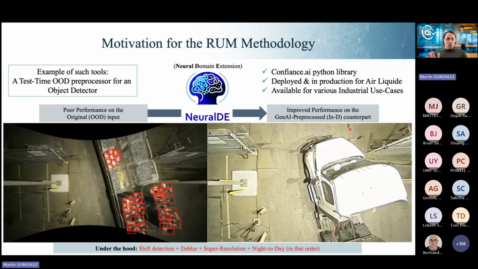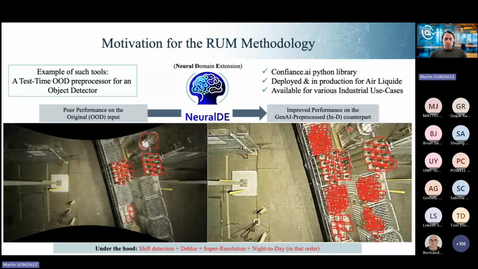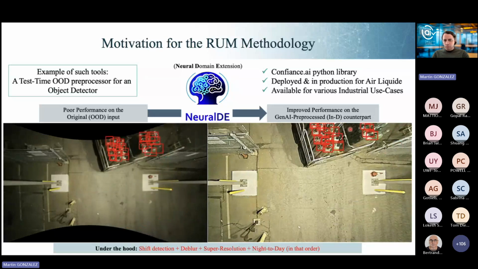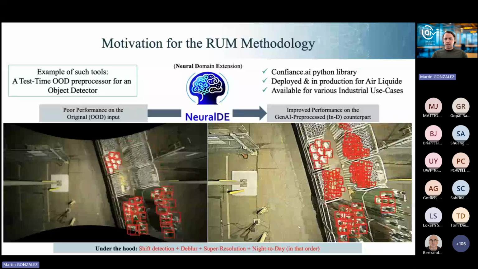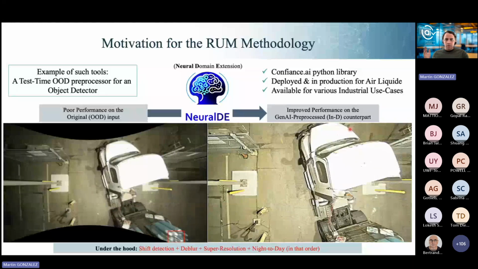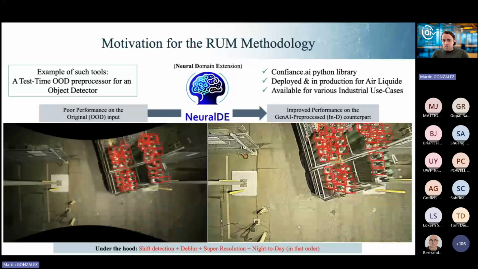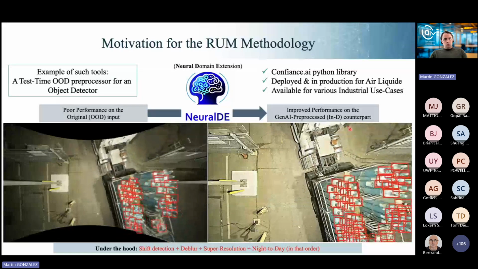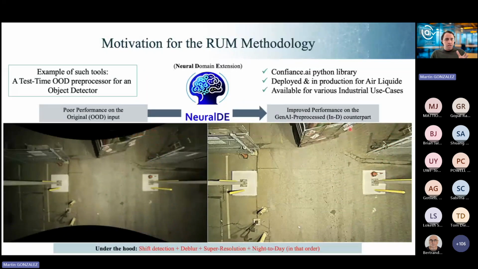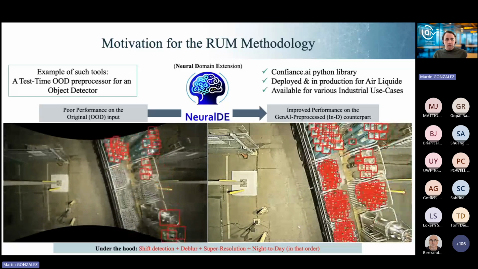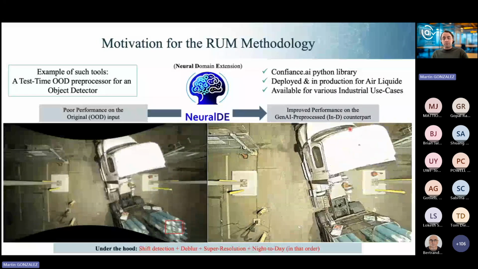And here is an example of such a tool that we developed. A test time OOD preprocessor for an object detector. This is a library called Neural DE, for Neural Domain Extension, which is a Confiance AI Python library, deployed in production in one of our partner companies and available for various industrial use cases. The idea is that you notice you have a poor performance on the original out-of-distribution input, on the left, simply because the object detector was trained by day, but is being tested by night.